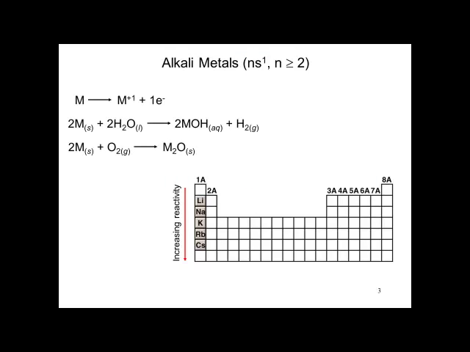All of the alkali metals form the +1 ion by liberating that electron. The alkali metals will react with water to form an alkali hydroxide and hydrogen, sometimes explosively. The metals will also react with oxygen to form corresponding oxides.